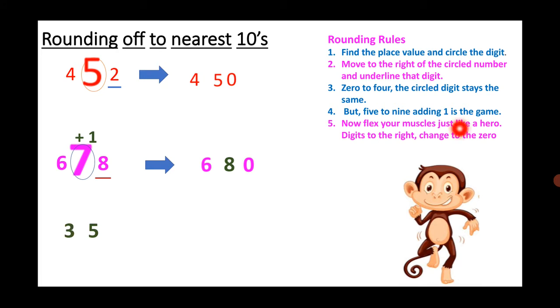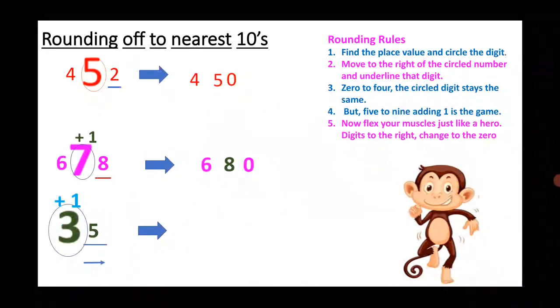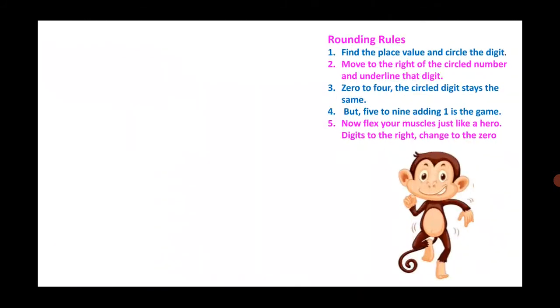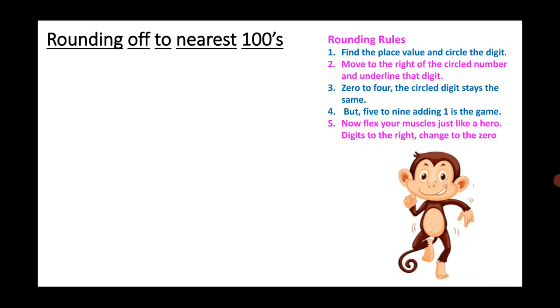Okay, now third, it is 35. Now in the tens place we have 3, so again I am going to circle 3. Now to the right of 3 the number is 5. So 5 is equal to 5, so again we are going to add one more to this 3. So what will my number become? It will become 4, and this 5 will turn to 0. So 35 has been rounded off to 40. Okay, now next we have to round off to the nearest 100. So which number do we have? We have 302.